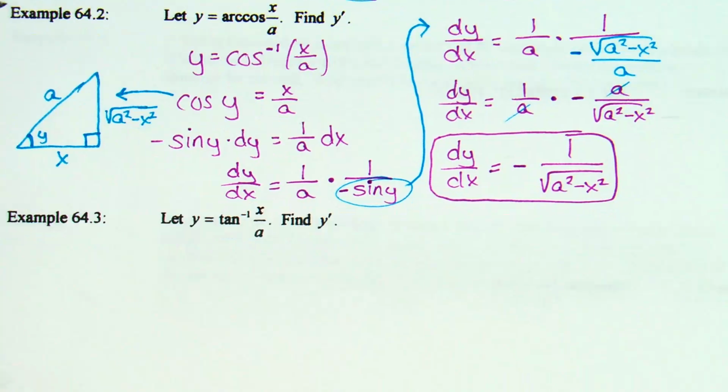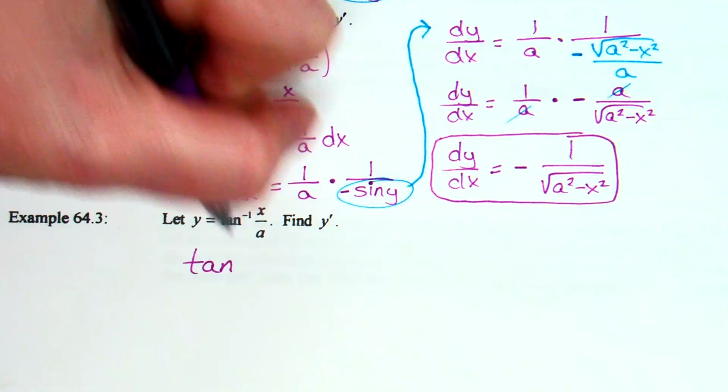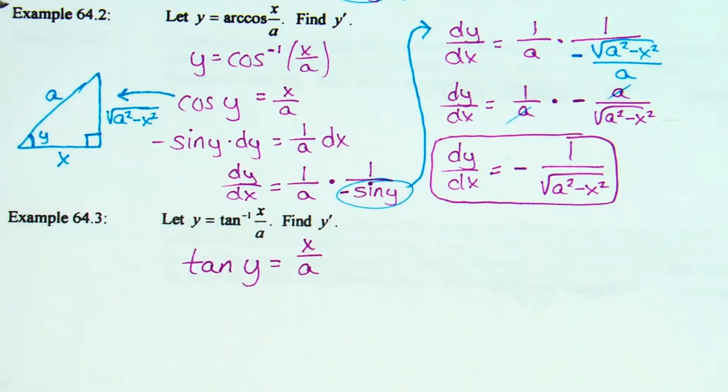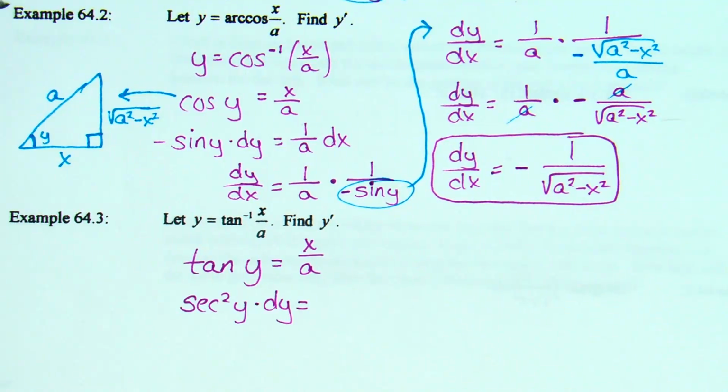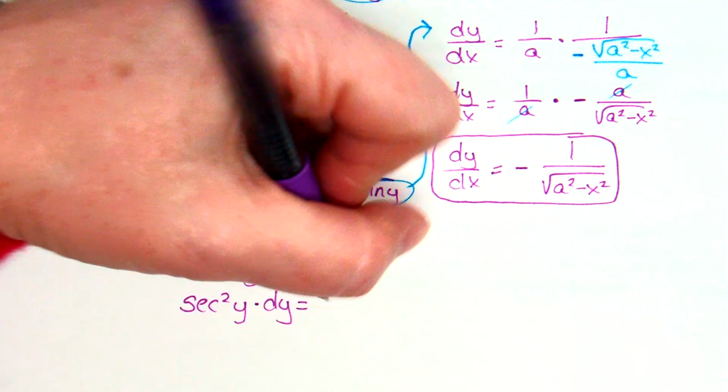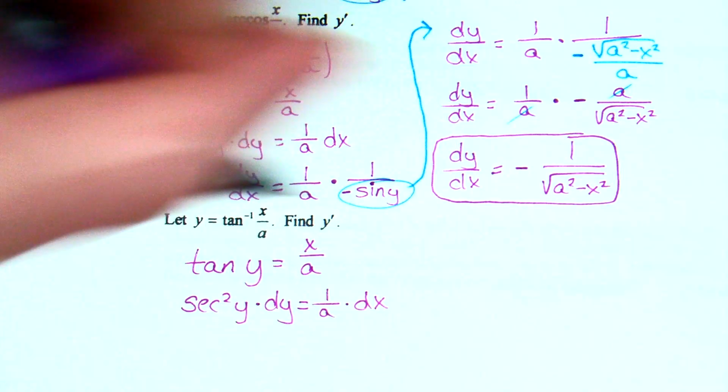So how do I get from tangent inverse to tangent? Tangent of y is going to equal x over a. Derivative of tangent: secant squared. So secant squared of y times dy. The derivative of x over a: 1 over a times dx.